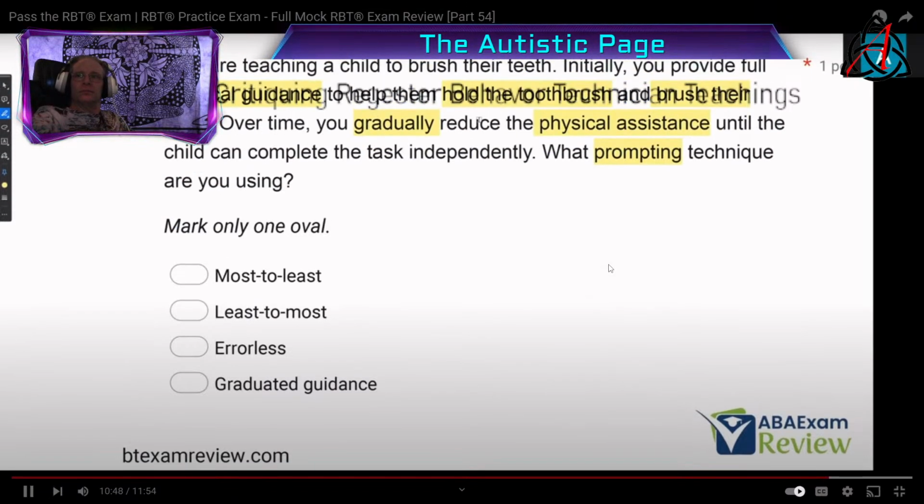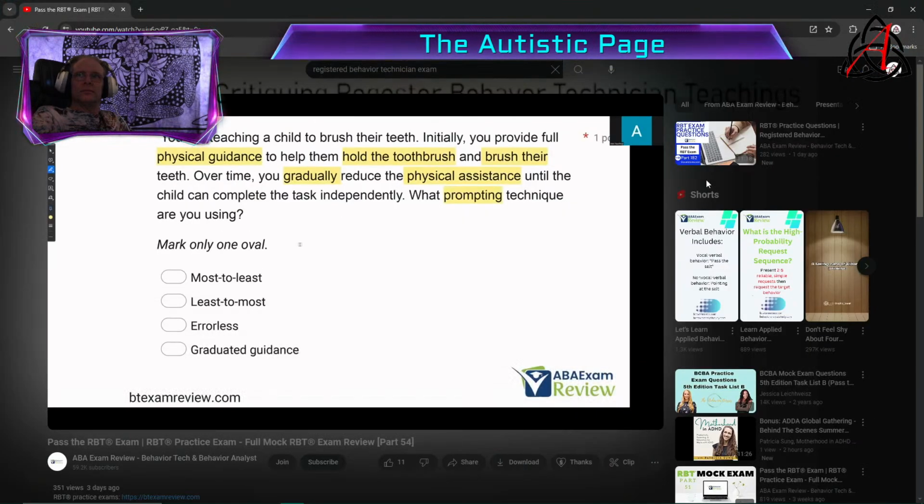So what are we using here? Are we using most to least, or errorless? If we're using errorless, it's going to specify we're preventing all mistakes. In this case, we don't have that specification, and it shows we are going from that physical guidance to no physical assistance. So what we're doing is we're going from the most intrusive prompt to a less intrusive prompt. The type of prompting we're going to be using is most to least.